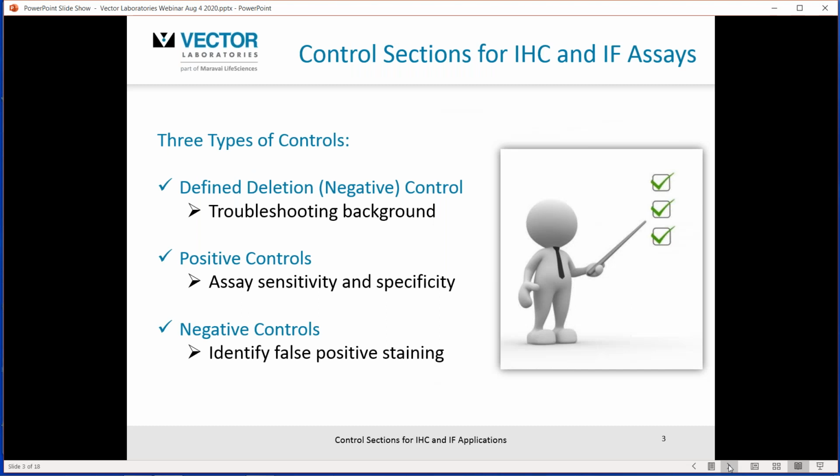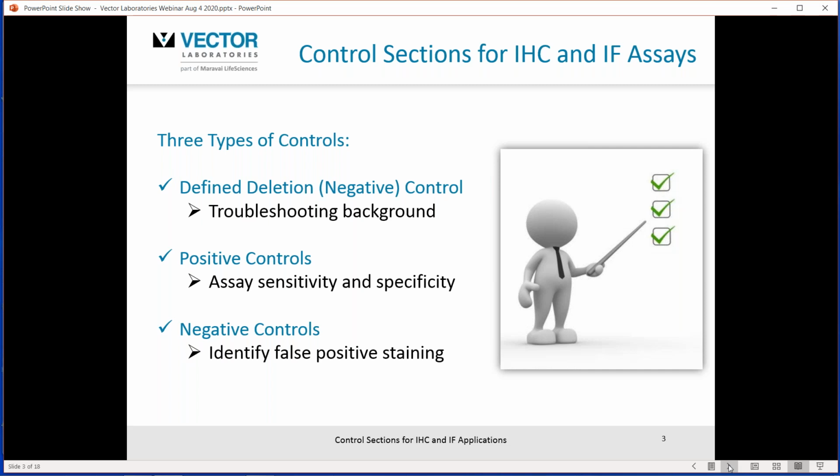So, 3 types of controls that you'll encounter in your assays. The first one I've got here is a defined deletion control. It's a type of negative control that omits defined parts of the workflow to help identify the source or sources of background that you may encounter if you do see non-specific staining. So this is a troubleshooting methodology.